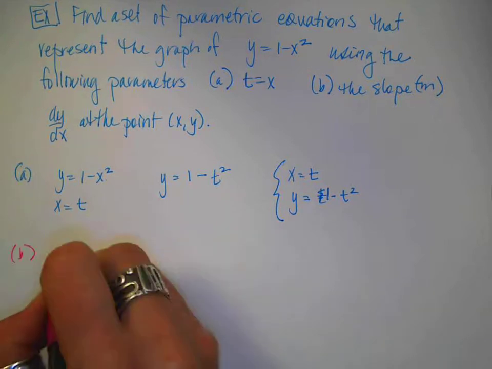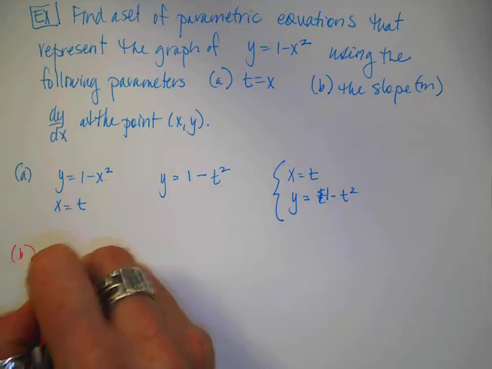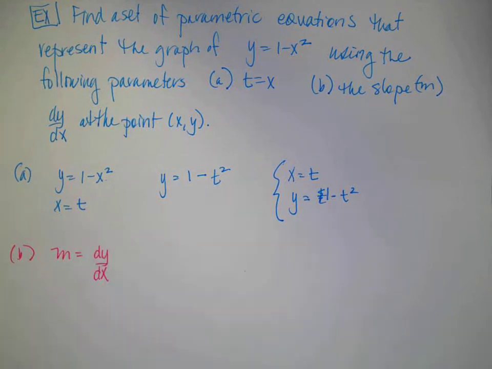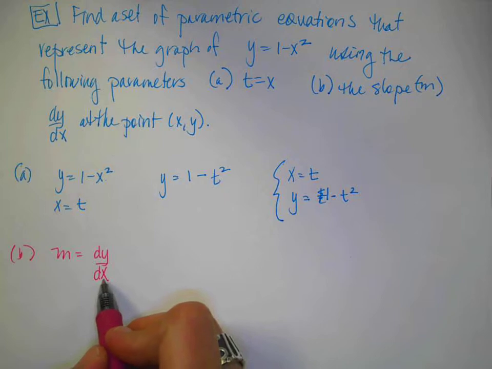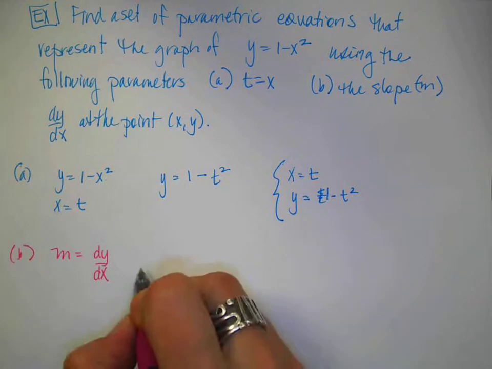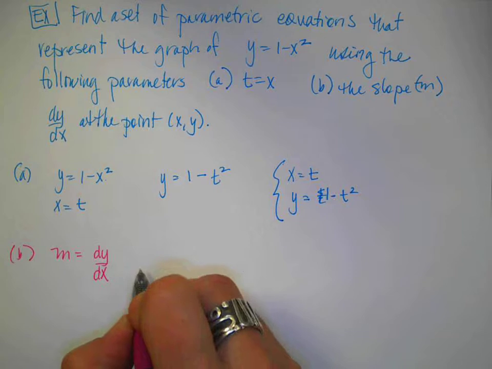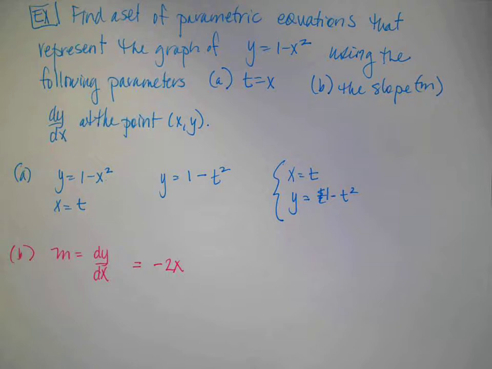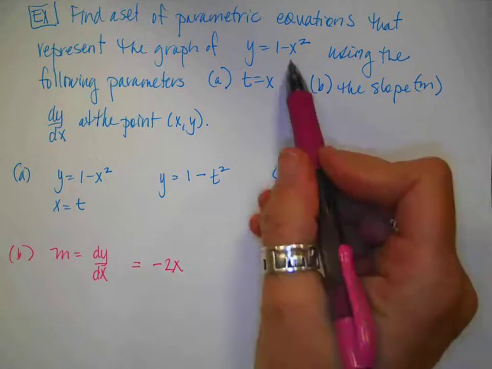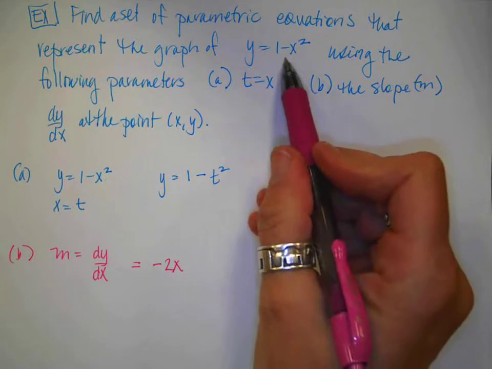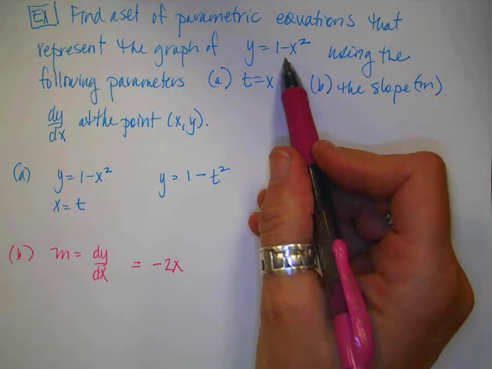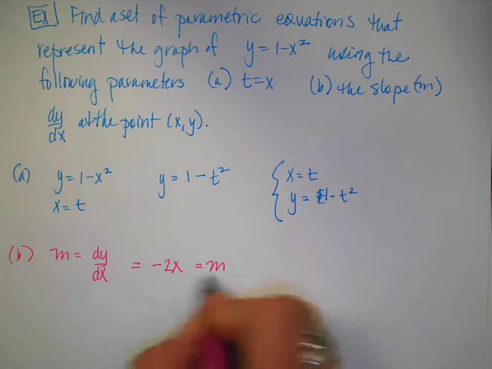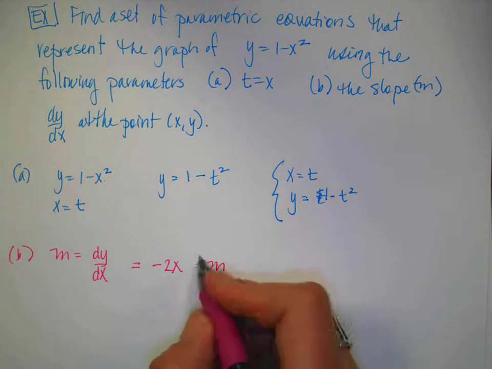All right, so now let's do the B part, which is just a wee bit more fun. Not much, but a wee bit. So remember that slope is equal to dy dx. So I'm going to take the derivative of the original equation. So I'm going to get that my slope is equal to negative 2x, okay? And that is the derivative of my original equation. So my dy dx is negative 2x. And I know that this is going to equal m.